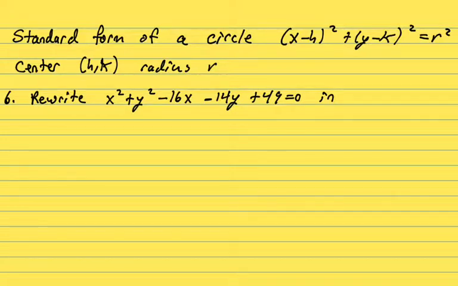So anyways, we're going to rewrite x squared plus y squared minus 16x minus 14y plus 49 equals 0. And we're going to put that in standard form.